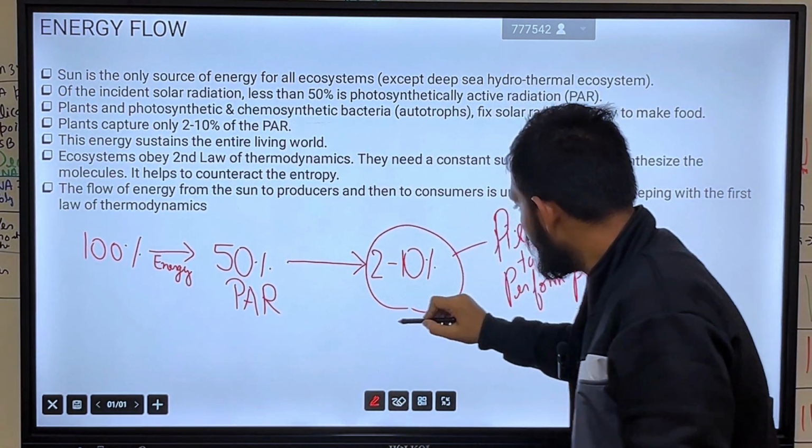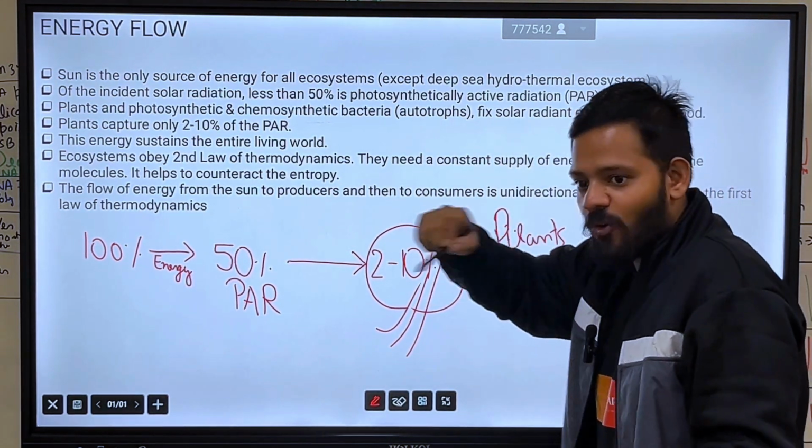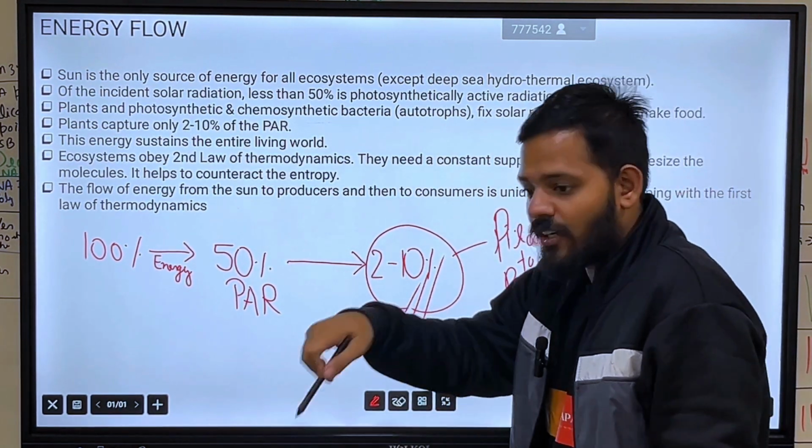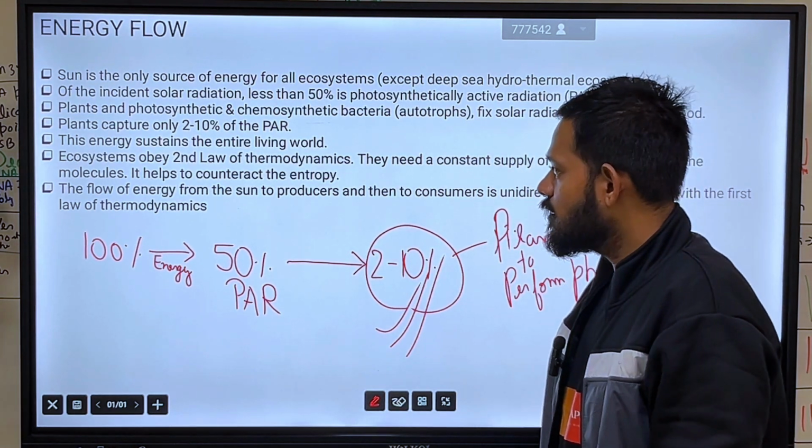यही एनर्जी जो है 2 से 10%, this energy, यही एनर्जी पूरी दुनिया को चला रही है. This energy is running all this world. All the fruit you are eating, all the produce.